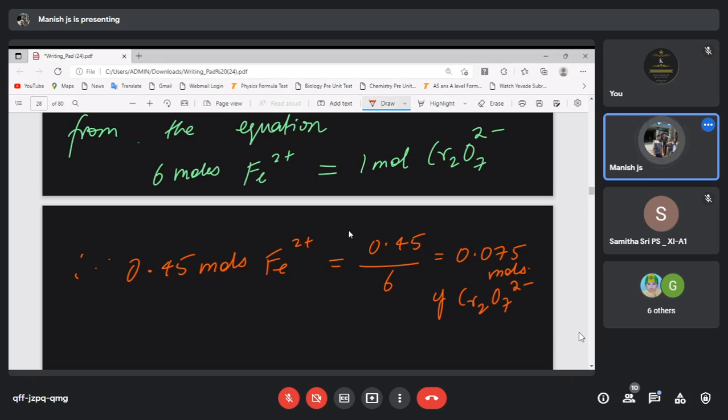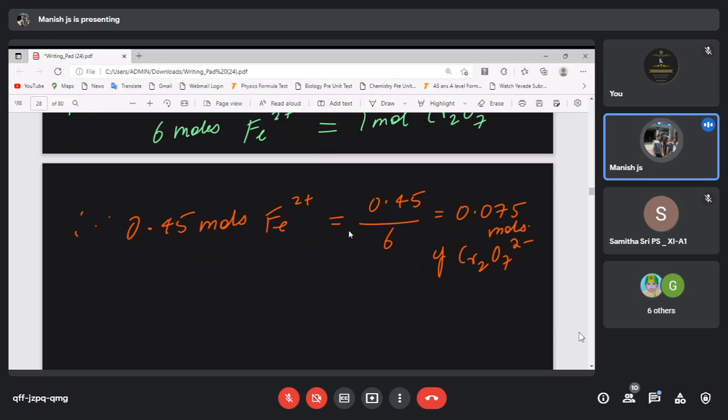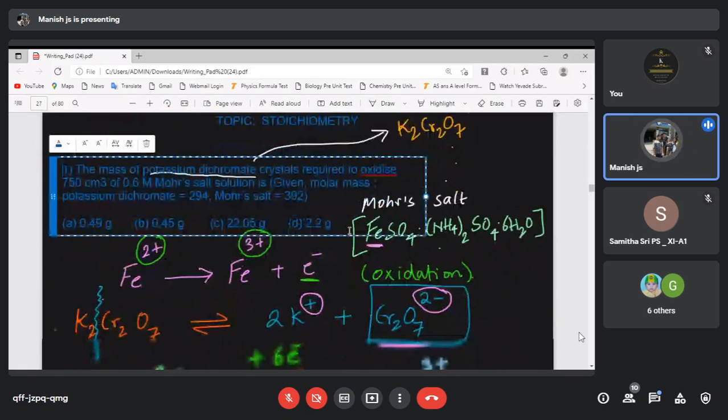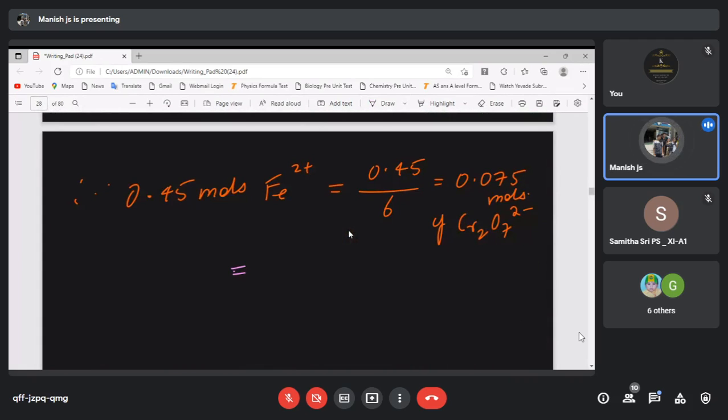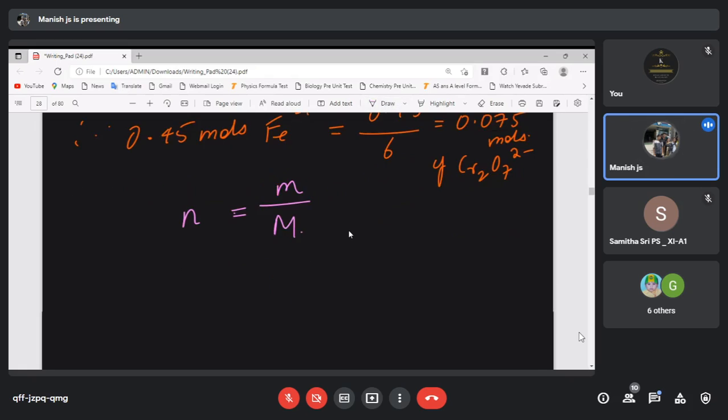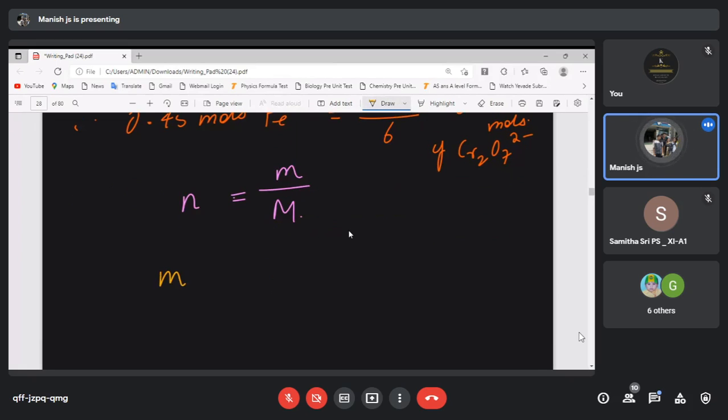That is not potassium, just the dichromate ion. So in the reaction, the dichromate ion is basically going to be formed. Now we want to convert into mass. If you look at the answer options, everything is given in mass, so we have to convert to mass. We have moles, so can you convert moles to mass? You can. The relationship: number of moles is mass upon molar mass. Rearrange it. So mass is number of moles into molar mass of dichromate.